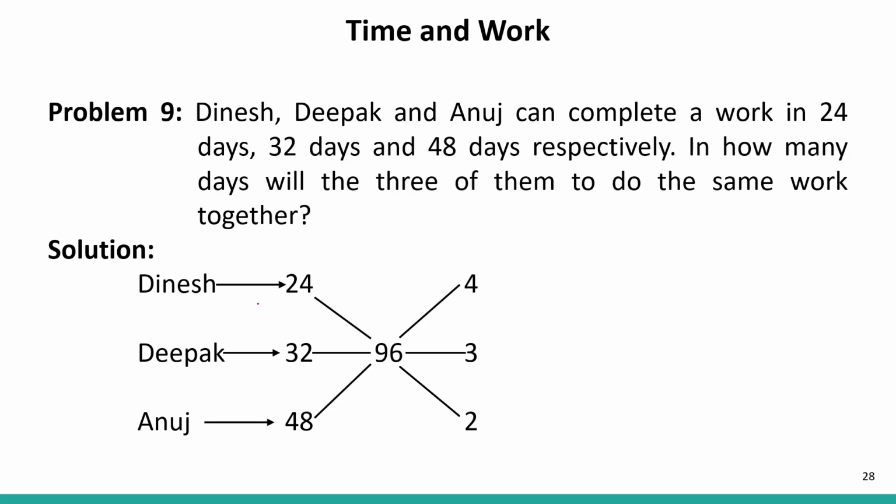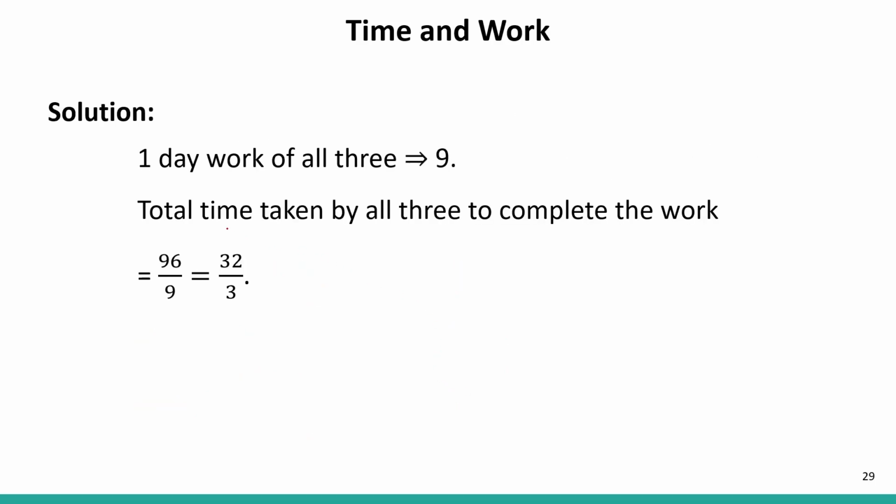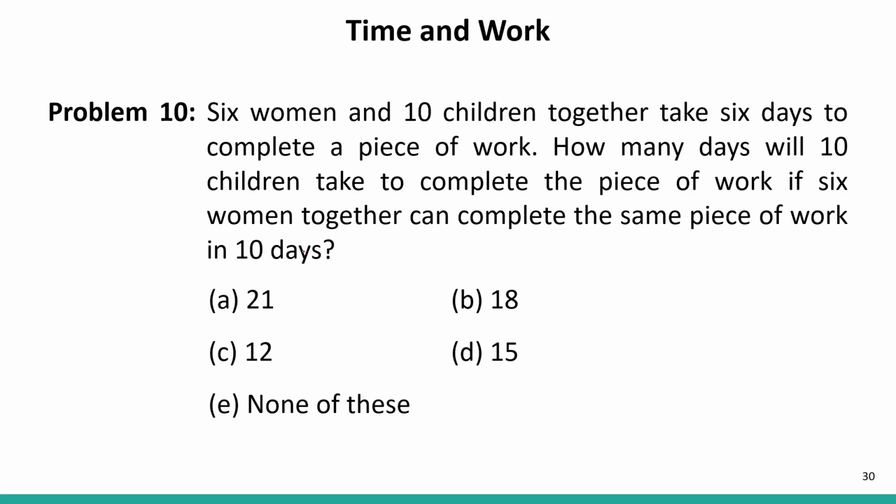Okay, so let's see the step-by-step solution. We have used the shortcut method here. Dinesh completes in 24 days. Deepak completes in 32 days and Anuj completes in 48 days. Summing them up and getting their ratios via the work efficiency will be what? 4 is to 3 is to 2. So 1 day work for all 3 is equal to 9. So 96 by 9 is equal to 32 by 3. So this is the correct answer. That is, the total time taken by all 3 to complete the work is 32 by 3.